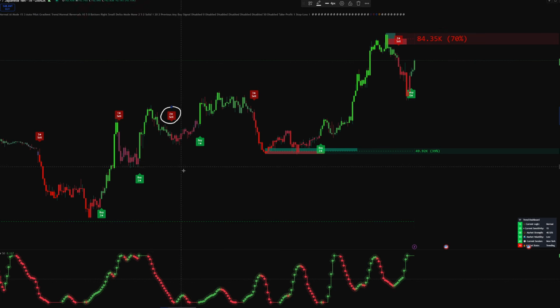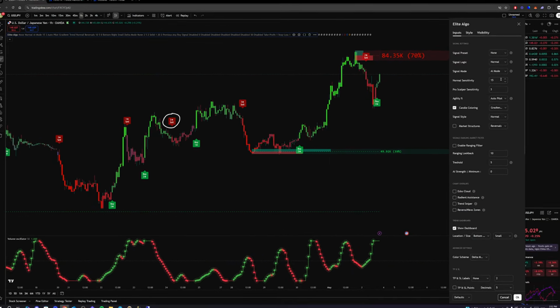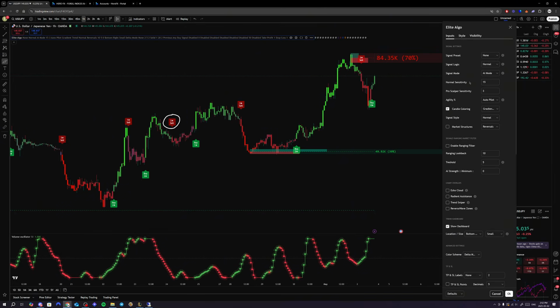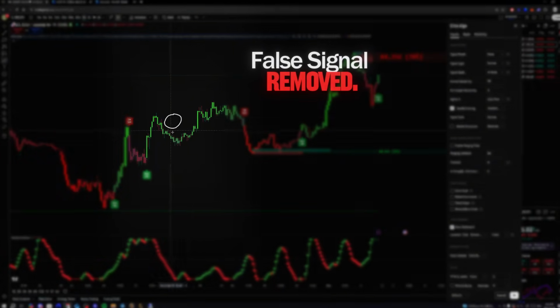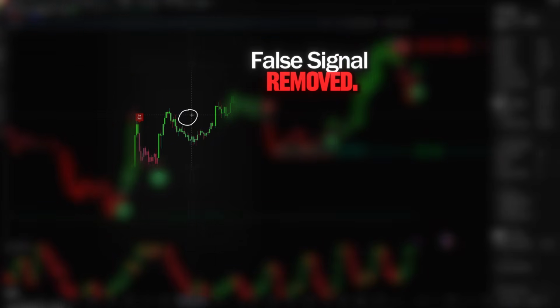So for example, we have this false signal right there that we want to remove. So let's see if we can do that and get better signals on our charts. Now, what we need to do in this scenario is we need to increase the sensitivity of the algorithm. So instead of 15, let's go ahead and try 20 and see what happens. There we go. We've removed the signal. This looks a lot clearer for me. We have a lot less false signals on our charts.